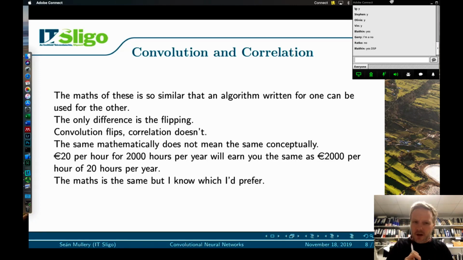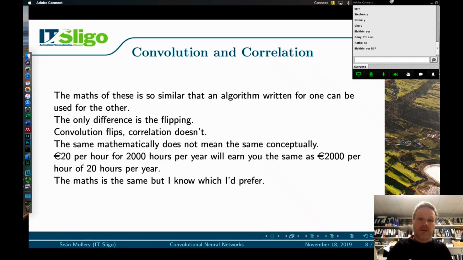Now, just because they're the same mathematically does not mean that conceptually they're the same thing. Convolution is an operation that combines the input signal with a point spread function or an impulse response in order to create an output signal. Whereas correlation is looking for a particular signal in some sort of noisy signal.